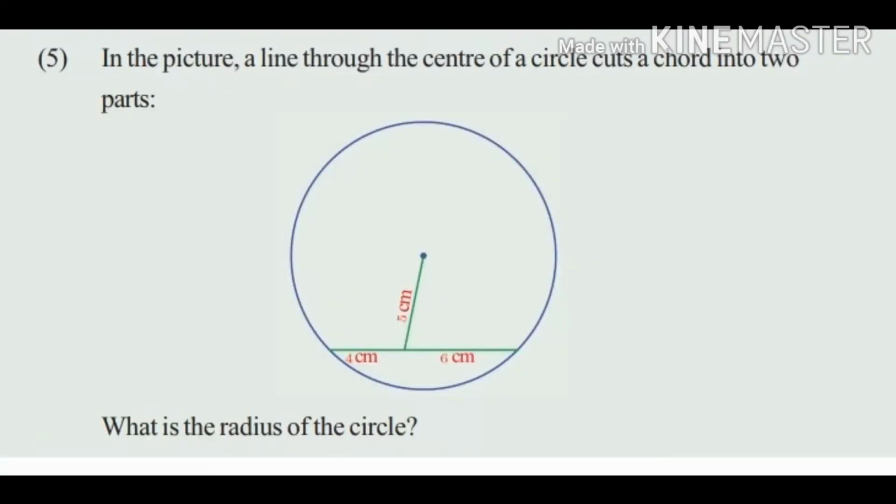Next is question number 5. In the picture, a line through the center of a circle cuts a chord into 2 parts. What is the radius of the circle?